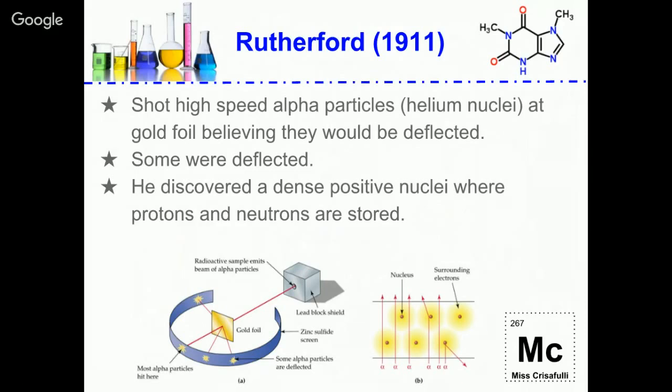So Rutherford was the one that came up with the fact that the nucleus holds 99% of the atom's mass. So he discovered the dense positive nucleus, and he also discovered that since most of those alpha particles went straight through the gold foil, that most of the atom is also made up of empty space.